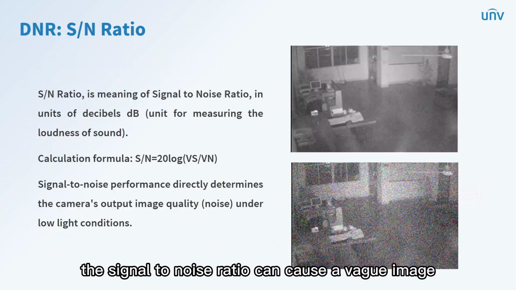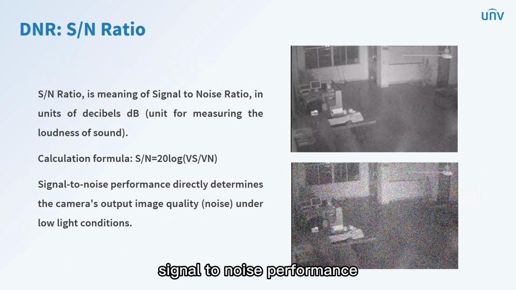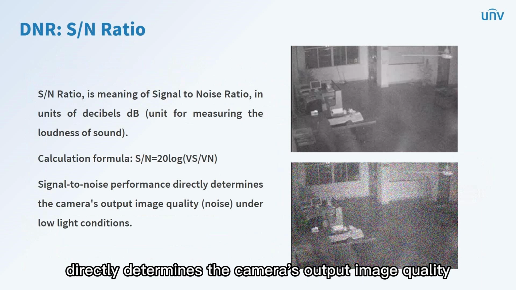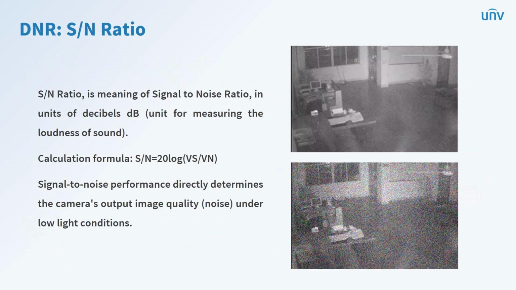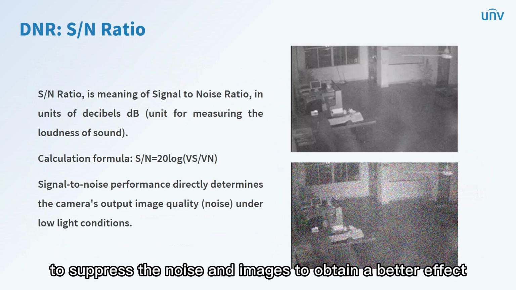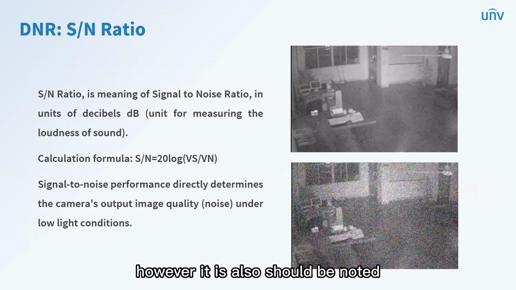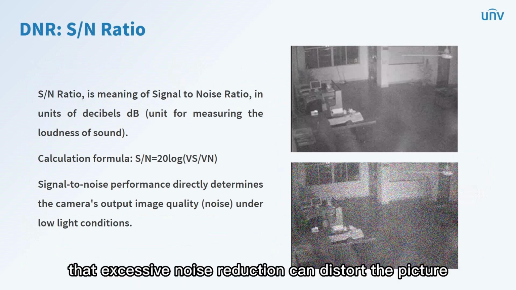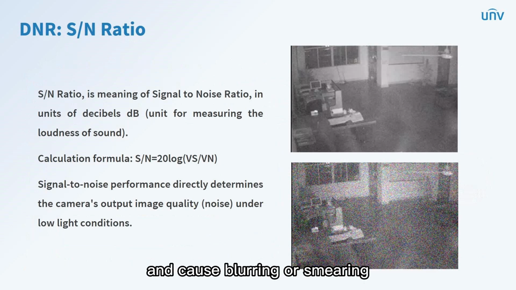Except for fog, the signal-to-noise ratio can cause a vague image. Signal-to-noise performance directly determines the camera's output image quality under low light conditions. Therefore, we use digital noise reduction technology to suppress the noise in images to obtain a better effect. However, it should also be noted that excessive noise reduction can distort the picture and cause blurring or smearing.